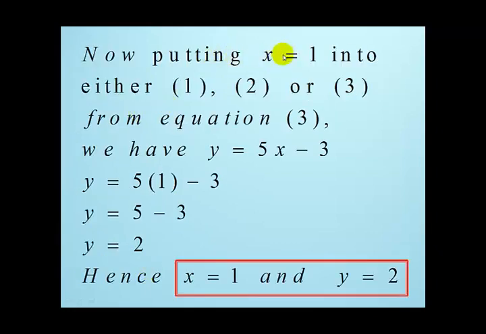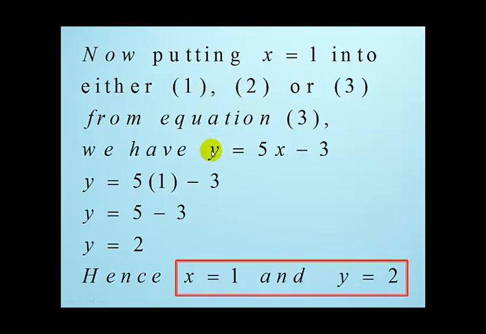Now we put x equals 1 into either equation 1, equation 2, or equation 3. Now from equation 3, y equals 5x minus 3. The reason why we are choosing equation 3 is that from equation 3, y has already been made the subject. So when we substitute x equals 1, y will come out quickly. And that is why we've chosen equation 3. But you can choose either 1 or 2. You still get the same answer.